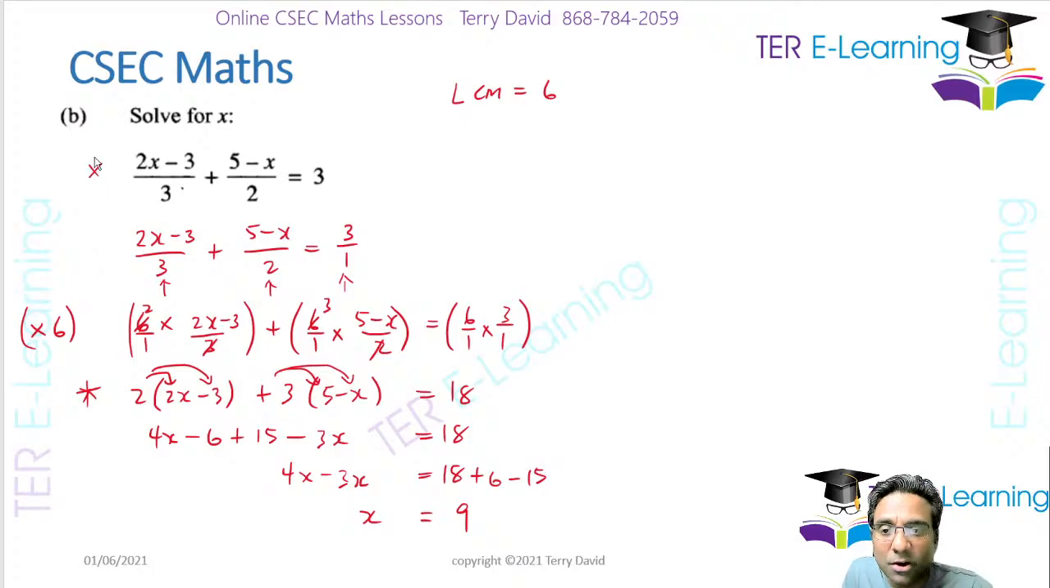So this is how I typically teach how to solve an equation like this. You find the LCM and then you multiply every single term by the LCM.